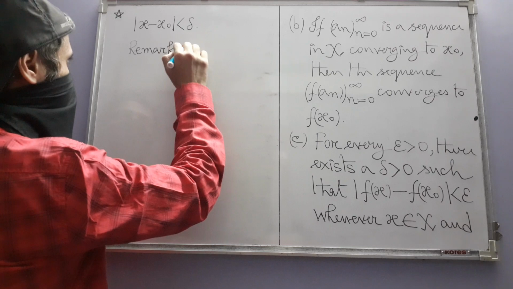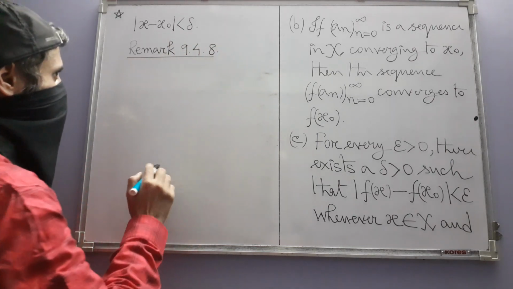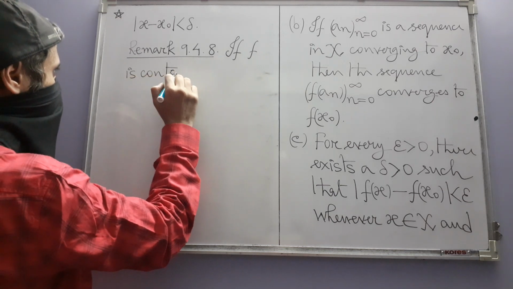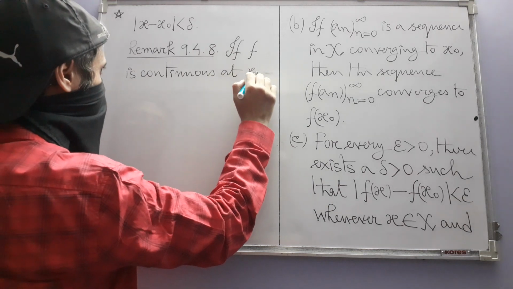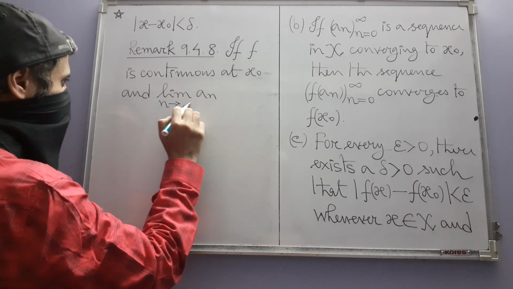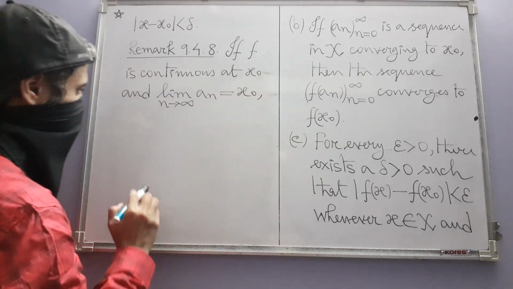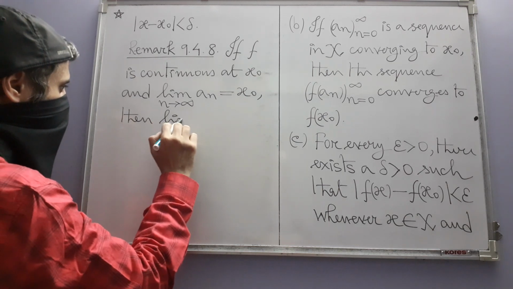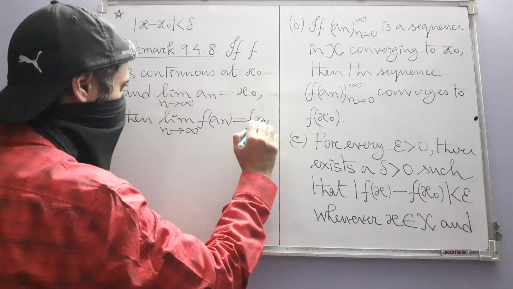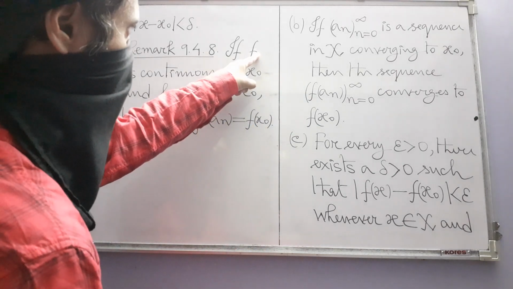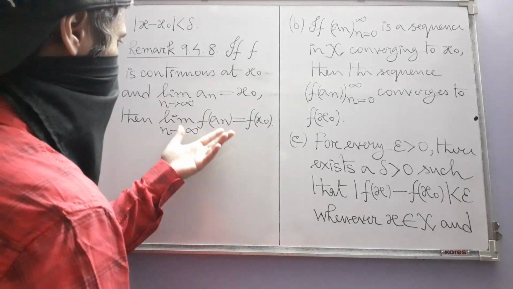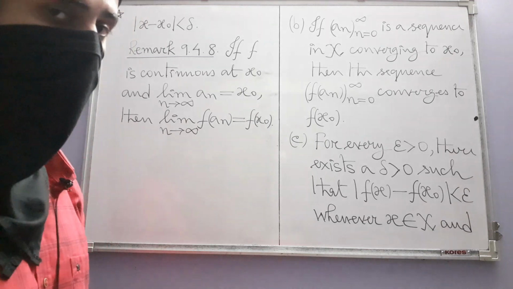So it will be remark 948. And the remark is just this: if f is known to be continuous at x naught and an, we are not writing in detail, we are just simply writing this. If an is a sequence converging to x naught, then f of an converges to f of x naught. So that means if you have a continuous function and you have a sequence given to you which converges to that point where it is continuous, then you have another such limit like this, which may be useful in some situations.